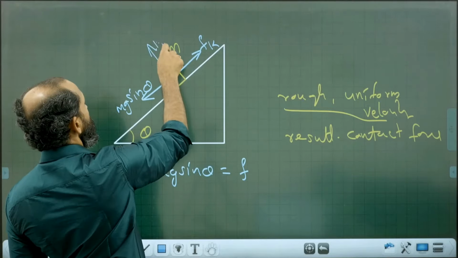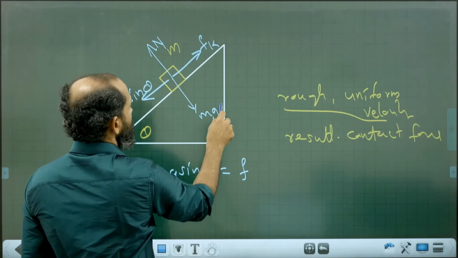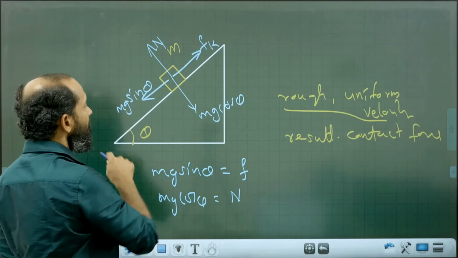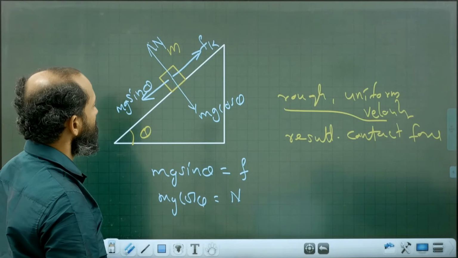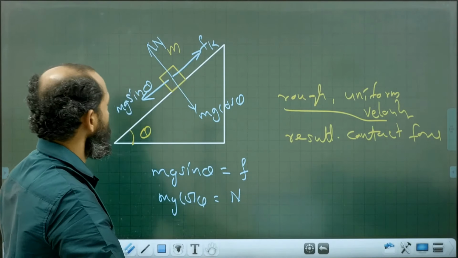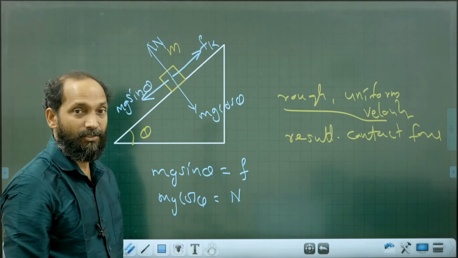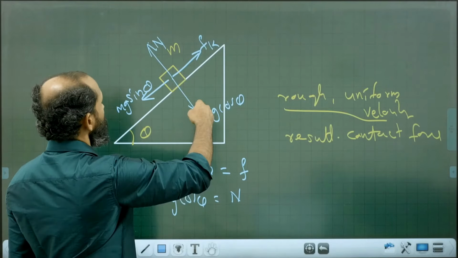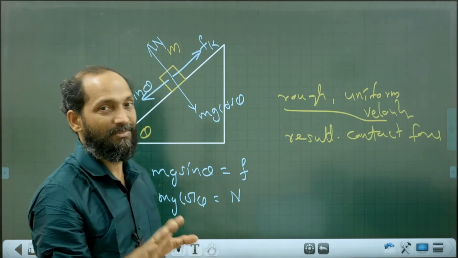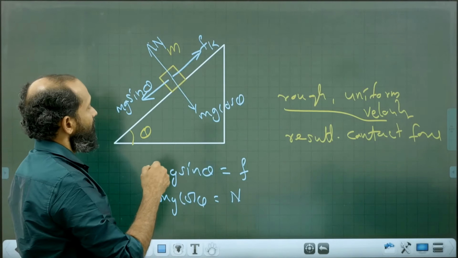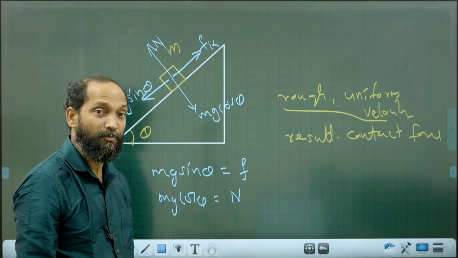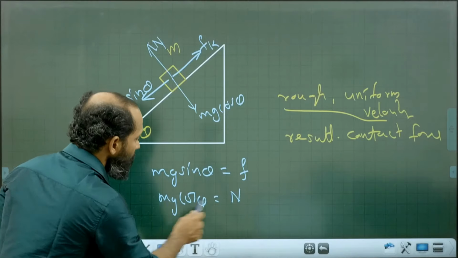Now resolving mg into the other component, you get mg cos theta here. From where you write N is equal to mg cos theta, no other forces along a line perpendicular to the plane. So N is balanced with mg cos theta. As there is no acceleration, N is equal to mg cos theta. It is not that because N is equal to mg cos theta there is no acceleration, that's incorrect. Acceleration of the block along a line perpendicular to the plane is 0, that is why N is equal to mg cos theta. So, mg cos theta and mg sin theta.